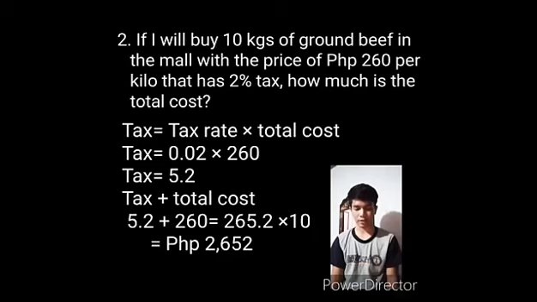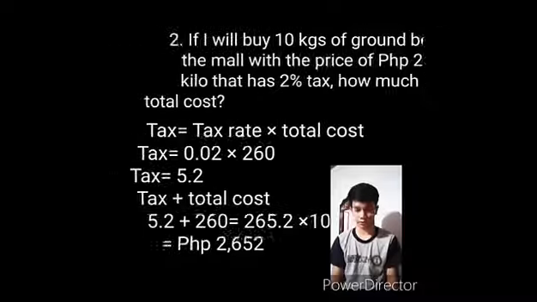265.2 times 10. So, why 10? Because the buyer decided to buy 10 kilos. That's why 10. So, 265.2 times 10 is equal to 2,652. 2,652 is the total cost.